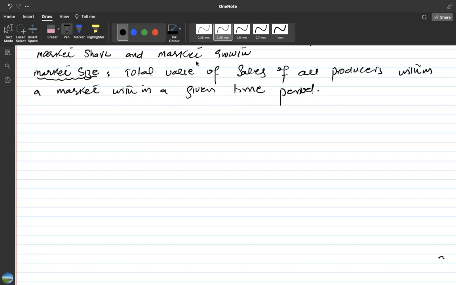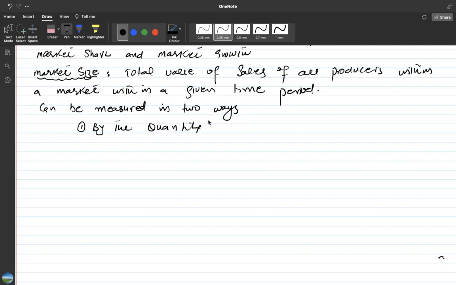If we look at, for example, toothpaste market size, we'll say the toothpastes of Colgate, Sparkle, or Forhans, or anyone that are being sold in the market. What are the total sales volume of all those toothpastes? That will be called market size. Market size can be measured in two ways. One, by the quantity of sales, it means by the units sold. Second, by the value of the product sold, I mean by revenue.